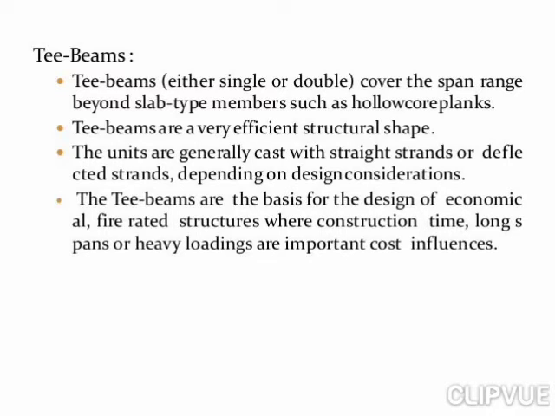T-beams, either single or double, cover the span range beyond slab-type members such as hollow core planks. T-beams are a very efficient structural shape. The units are generally cast with straight strands or deflected strands depending on design considerations. The T-beams are the basis for the design of economical fire-rated structures where construction time, long spans, or heavy loadings are important cost influences.